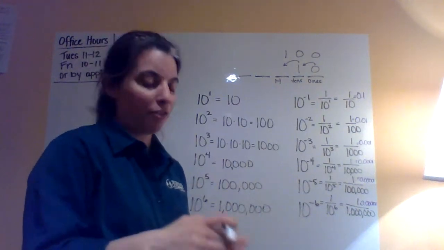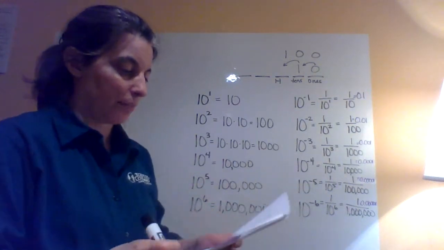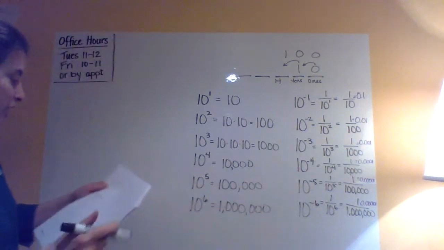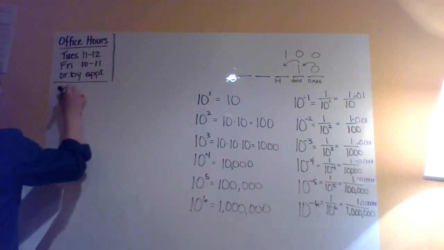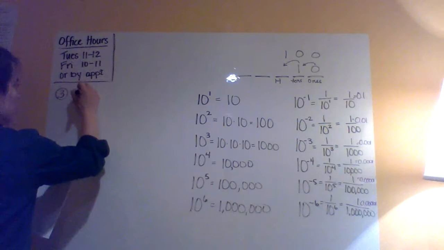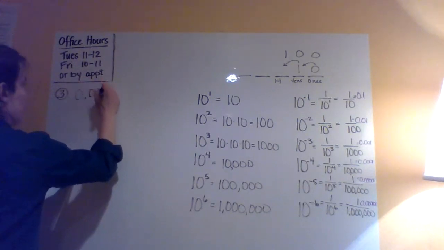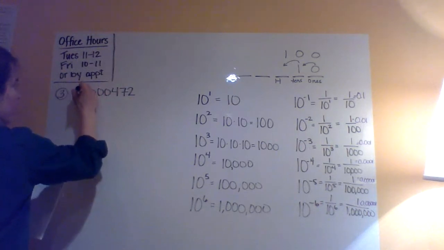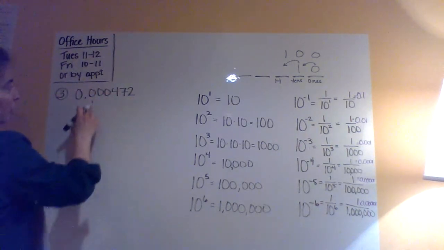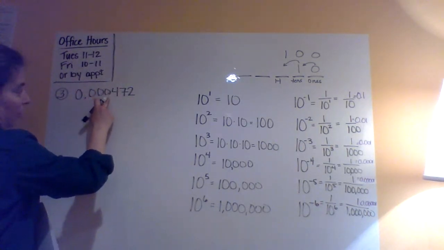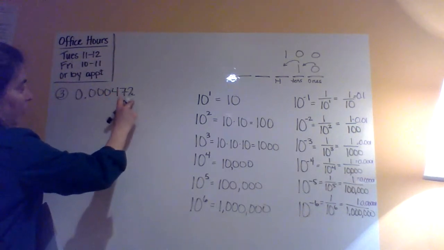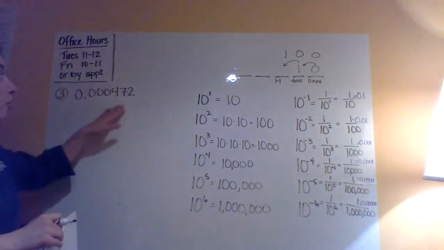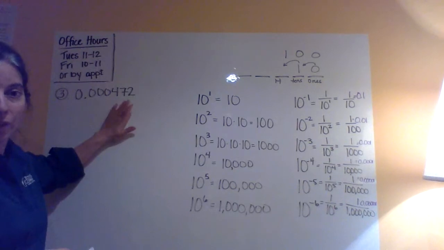Okay, so we're back to finish up the scientific notation. On page 6, number 3 is 0.000472. If you remember your decimal place values, this is tenths, hundredths, thousandths, 10,000ths, 100,000ths, millionths. So 472 millionths is what this is.